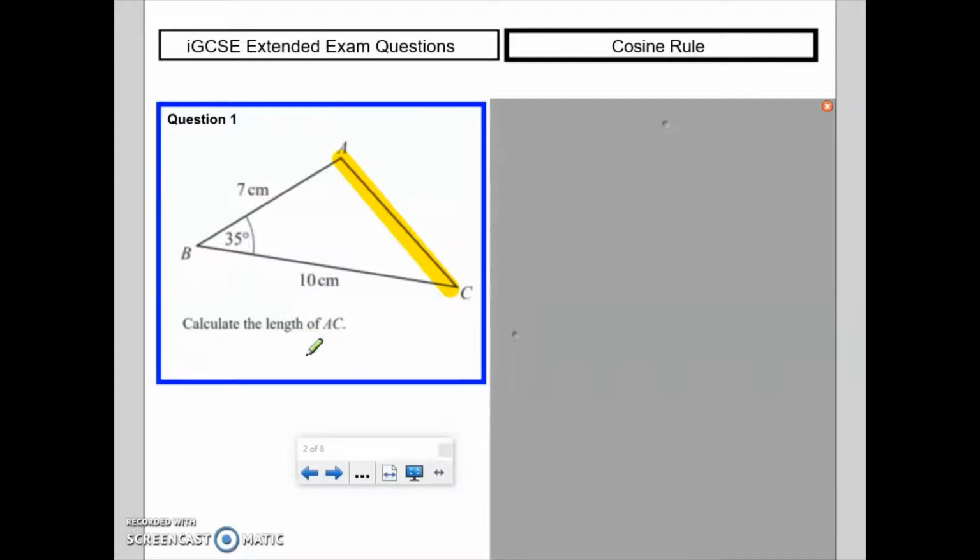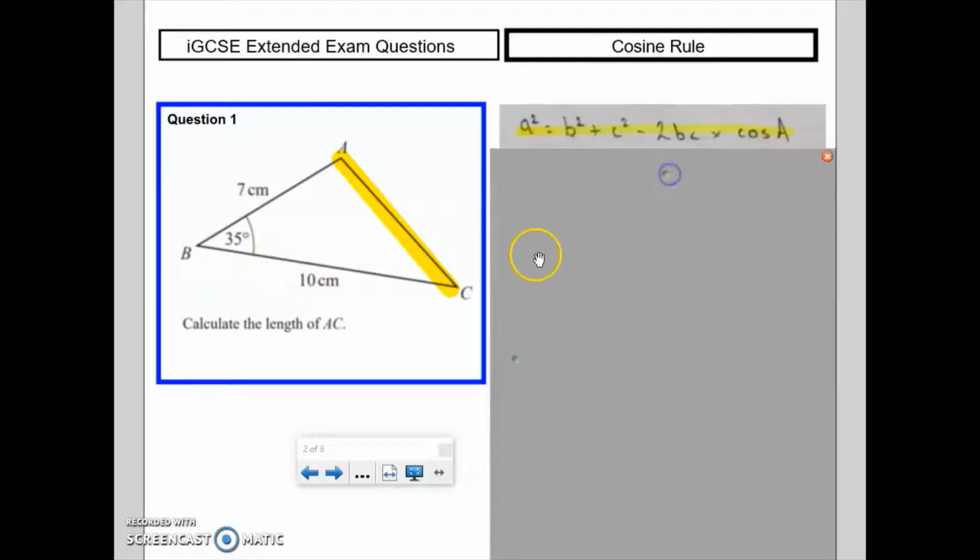I can't apply the sine rule because I don't have two matching pairs. I don't have an angle and the opposite side, and then another angle and its opposite side. So the criteria for sine rule and cosine rule are different. The way this question is set up is leading me to use the cosine rule. Because I'm working out a length, I'm going to use this form of the cosine rule: a squared equals b squared plus c squared minus 2bc multiplied by the cos of A.